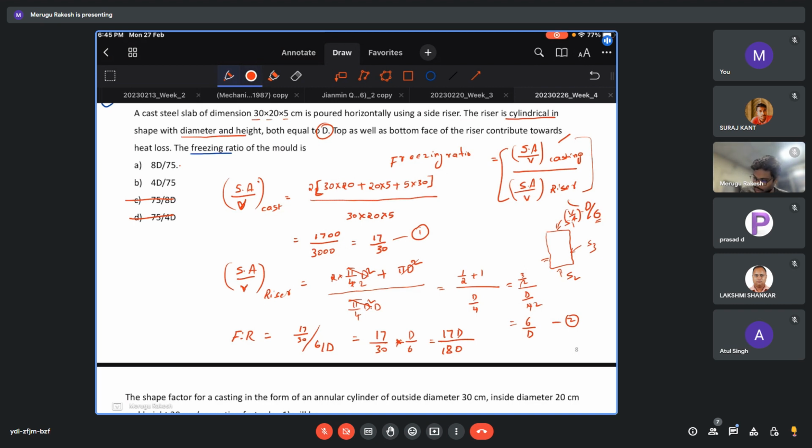So if you take this 17 by 180, it will come near 0.094 D. And if you take 8 by 75, it is around 0.1 D. And if you take 4 by 75, it is 0.05 D. So by simple calculations they have given here 8 by 75. If you assume this 3 5 is 15, something like that, it will come. So option A is the correct one in this case, since it is near to 0.1 D.